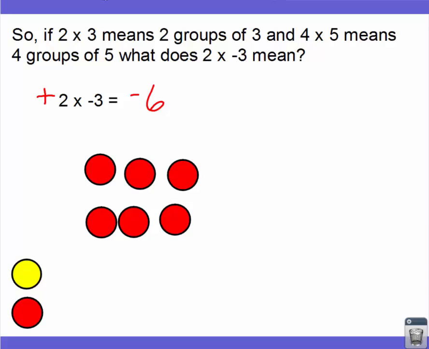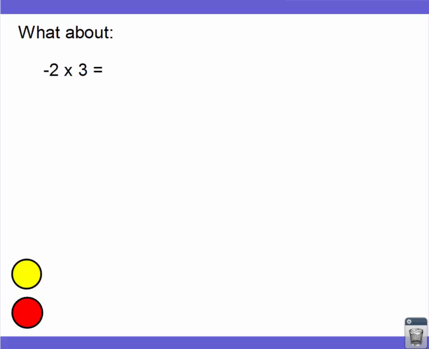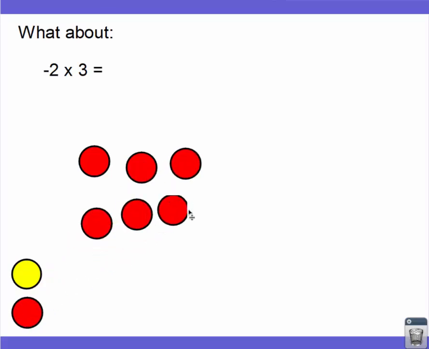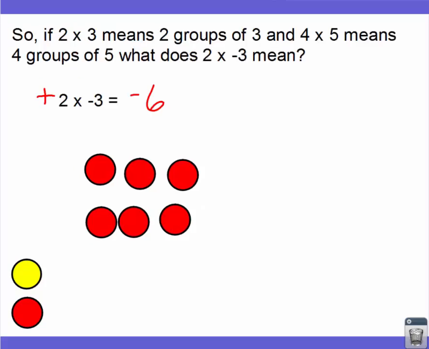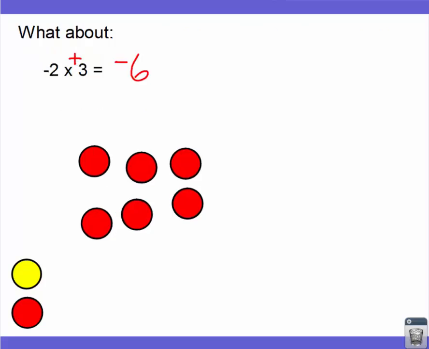Okay? So let's keep moving. What if I gave you this problem? What if I put the negative on the 2 instead of the 3? Well, this one really says that I want the opposite of 2 groups of positive 3. Well, what's the opposite of 2 groups of positive 3? 2 groups of negative 3. Okay? So we're still going to get an answer of negative 6. So a negative times a positive gives me a negative. So either way, whether we did a positive times a negative or a negative times a positive, we still ended up with a negative answer.